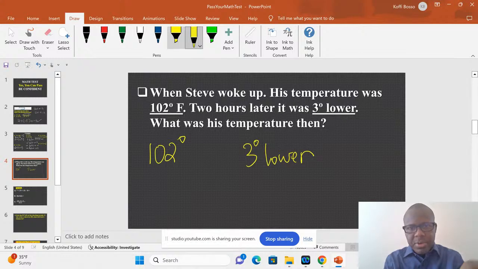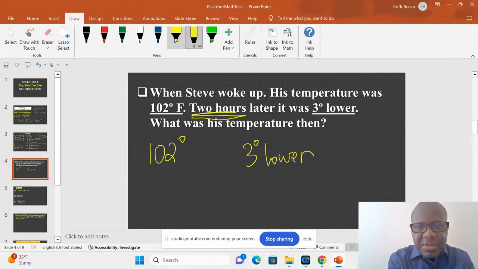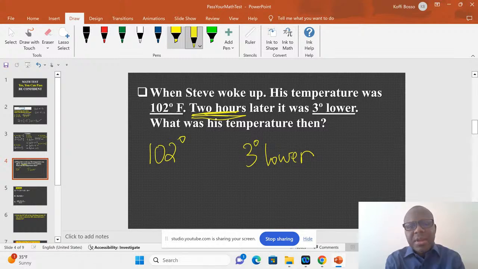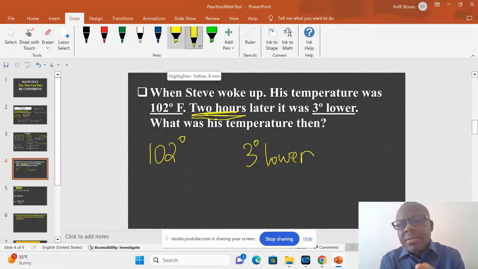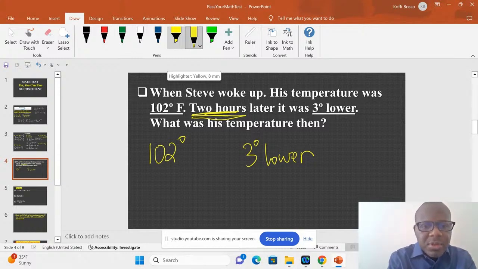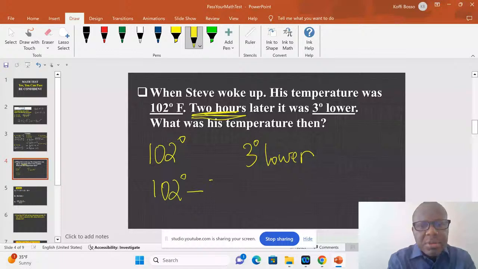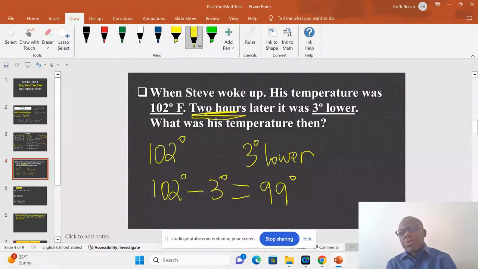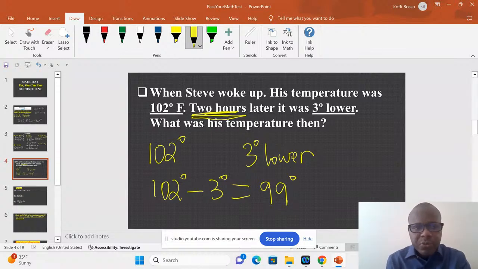So in this word problem, we don't need the 2 hours later. You can say 5 hours later, we don't need it. What we need here is 102 degrees, and 3 degrees lower. But that lower means what? It's like a drop, so you have to do minus. That means 102 degrees minus 3 degrees, and you get 99 degrees. So key information will guide you to know what type of operation you will use for the question. Okay, let's continue.